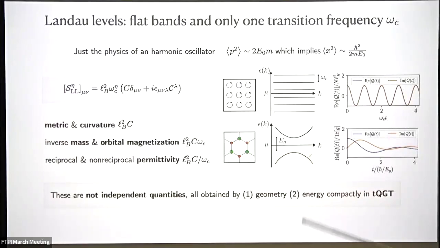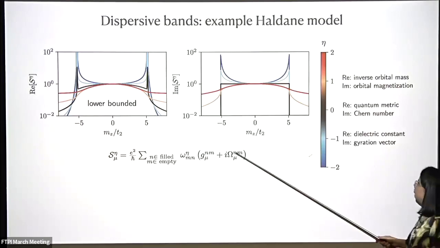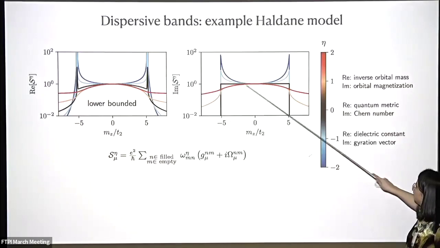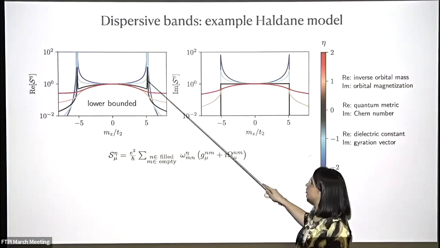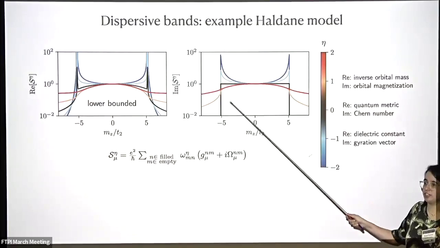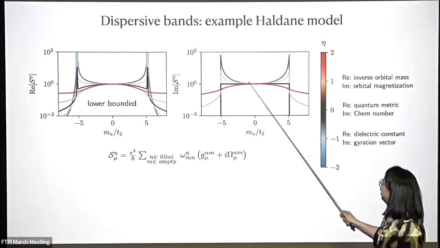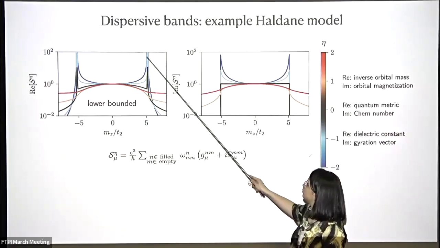If we now have dispersive bands, things become different and more complicated, but we can still get a lot of information from looking at the metric and the Berry curvature. What is insightful here is that if I look at the zeroth sum rule, that's just the Berry curvature. This is for the Haldane model. Here I have the Chern band, and in the black line you can see the metric. It diverges at the transition. But then I just convolve that with energies and I get the inverse mass, which is this orange line here. I can get orbital magnetization, this orange one. I can get the dielectric constant and the gyration vector, this light blue one, which is going to be more divergent, and here as well.